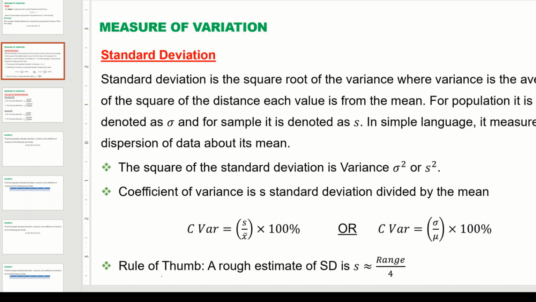In this presentation, we are going to explore standard deviation. Standard deviation is one of the measures of variation. First, let's begin with the definition of standard deviation.